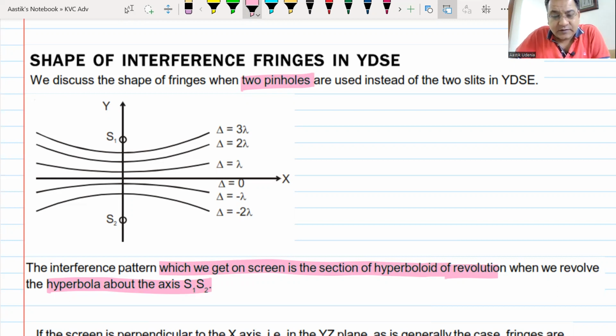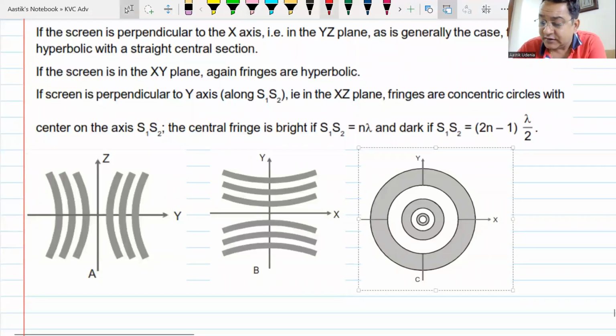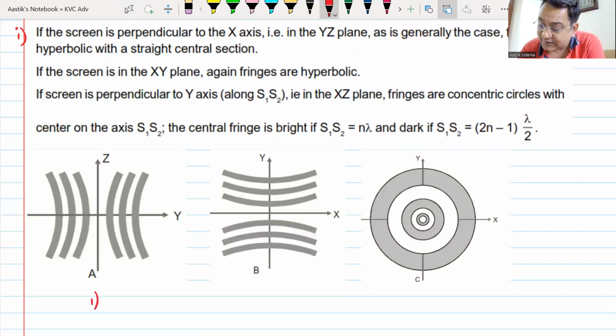So if the coherent sources are not coming from slits but they are coming from pinholes, then the interference pattern will be a section of the hyperboloid. Do we understand this? You just write this. It will be a section of hyperboloid, and then you can note down these three cases. If the screen is perpendicular to x-axis, which is the case here in the YZ plane, general cases, then your fringes are hyperbolic.